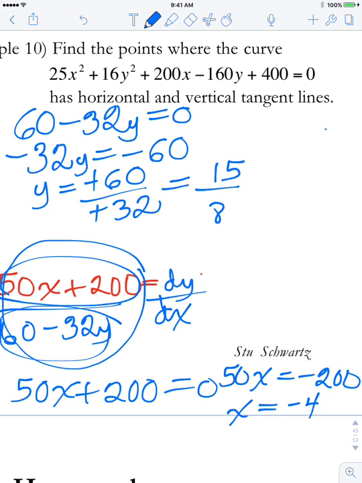Let's see here. Did I do that right? Oh, was that supposed to be a 160? That was supposed to be a 160, everybody. Sorry about that. So let me erase that. 160, and 160 over 32 is 5.